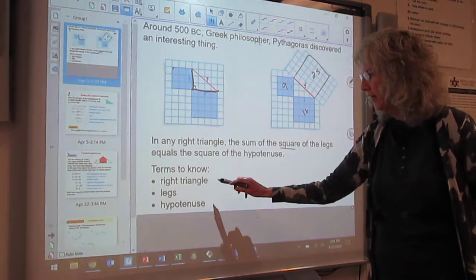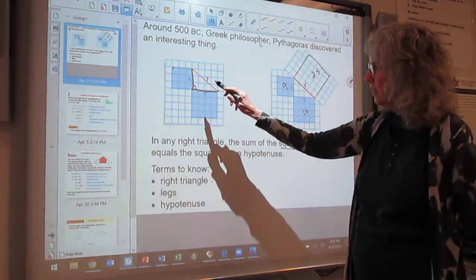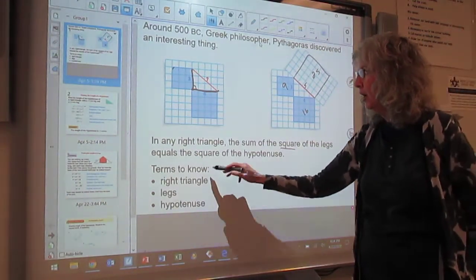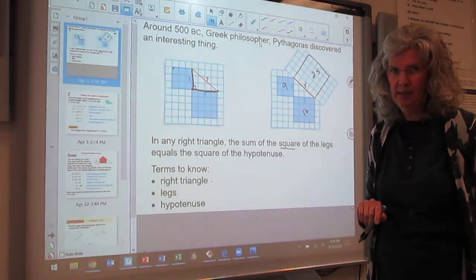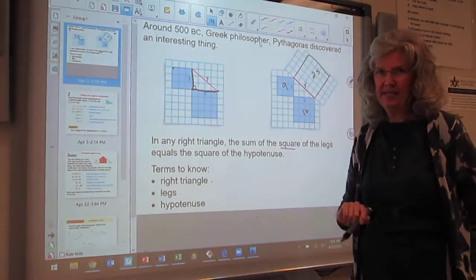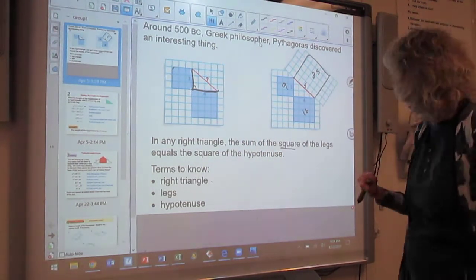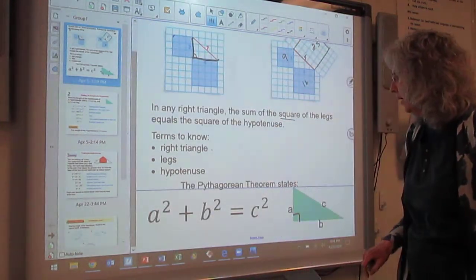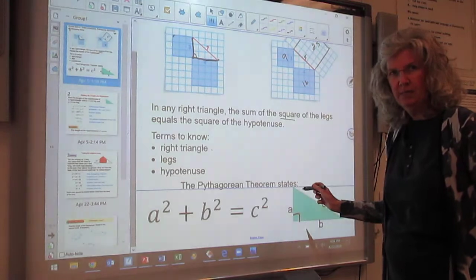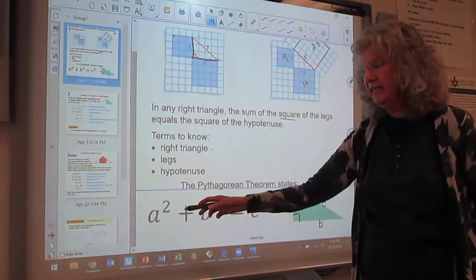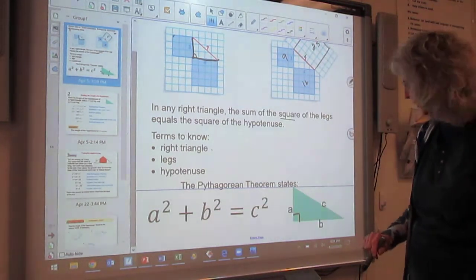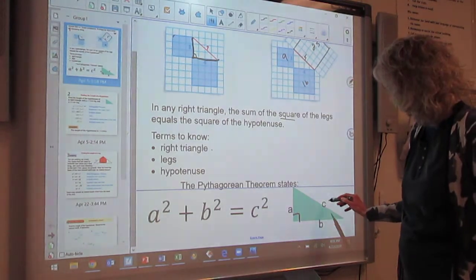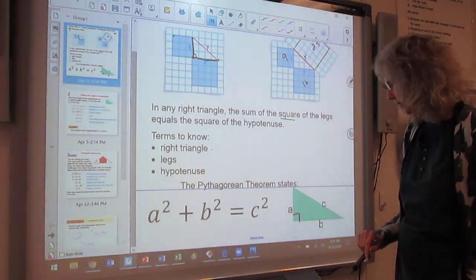This is only good on a right triangle. The legs are the shorter sides that make the right angle. The hypotenuse is the longest side, and it is the side opposite the right angle, always. Okay? The Pythagorean theorem then states a squared plus b squared equals c squared, where a and b are the length of your legs and c is the length of your hypotenuse.